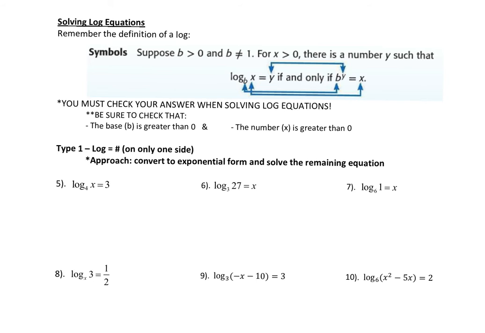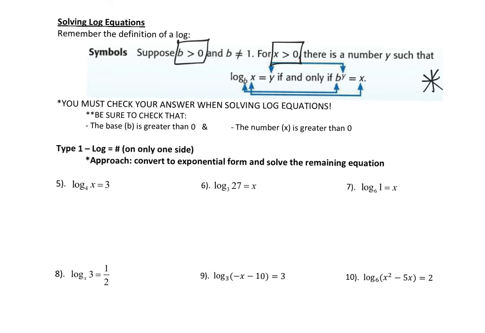A couple of quick reminders. This definition here shows you how to convert back and forth between the two forms if you need it. But more importantly, I'm going to call your attention to b is greater than 0 and x is greater than 0. That's by definition. And that's going to be used to check our answers.